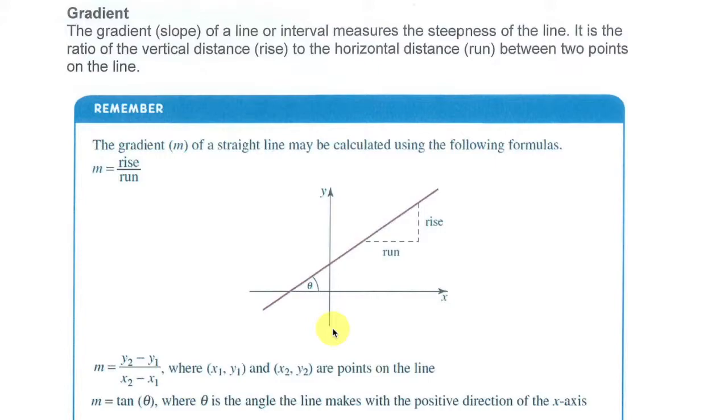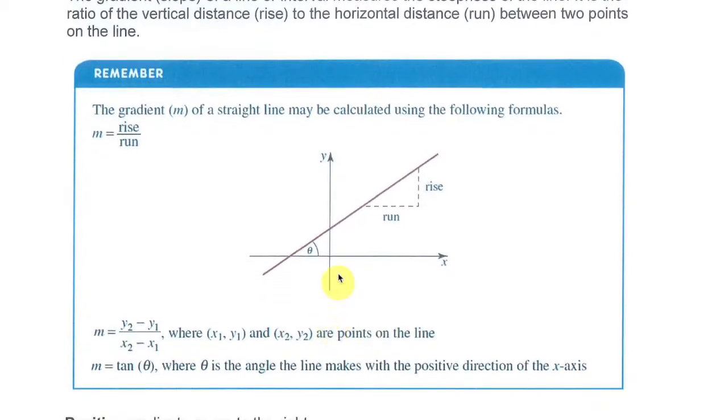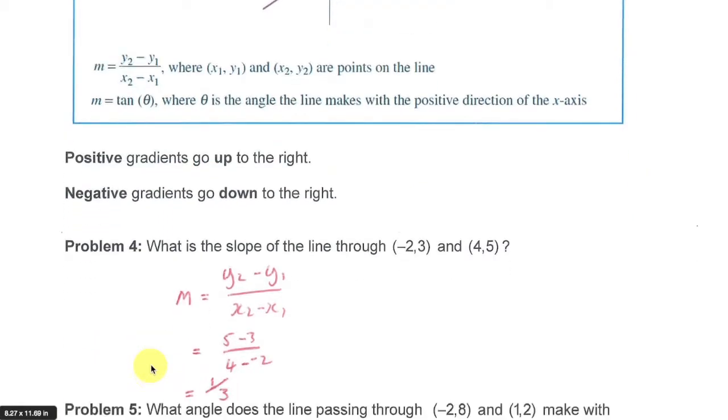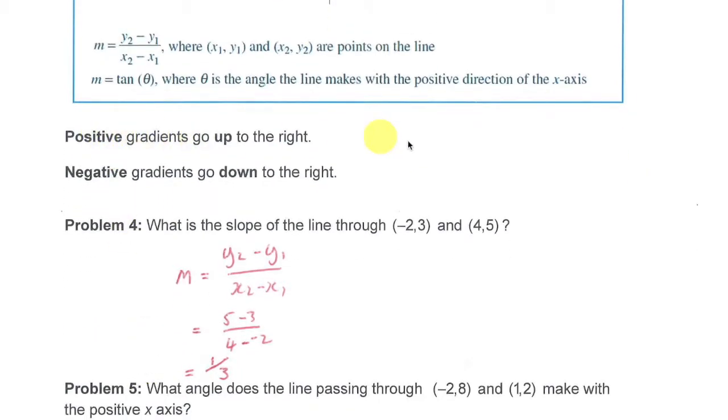We know a fair bit about gradient already. Remember that the gradient is simply a measure of how steep a straight line is. To calculate the gradient, we just need 2 points that are on that line. The first point we call x1, y1. The second point we refer to as being x2, y2. Then we can apply this rule: m is equal to y2 take y1 over x2 take x1. We can also relate that to an angle, which I'll explain in the second question here. Remember, positive gradients go up towards the right. Negative gradients go down towards the right.